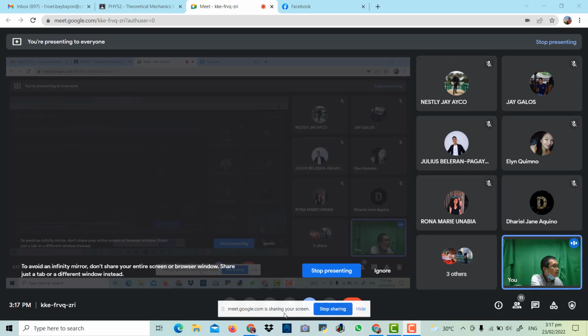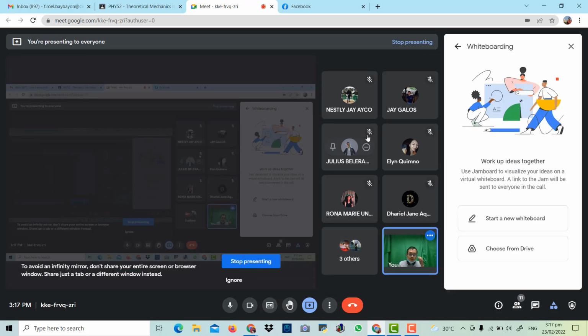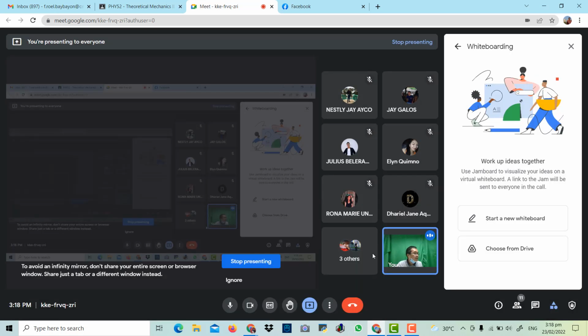This is chapter 8 or chapter 7 sa book of Fowles and Cassidy. So we are now on Lagrangian mechanics. So we know Newtonian mechanics, right? We know how to solve problems, mechanical problems or dynamical systems using Newtonian mechanics. So another method on solving mechanical problems, classical mechanical problems, is we have this Lagrangian mechanics.